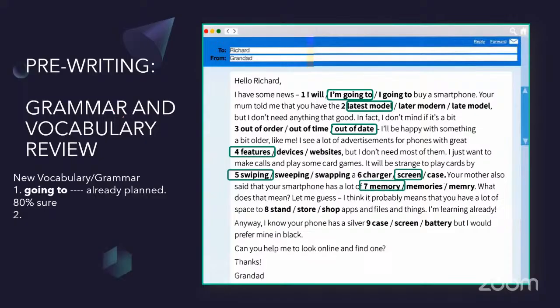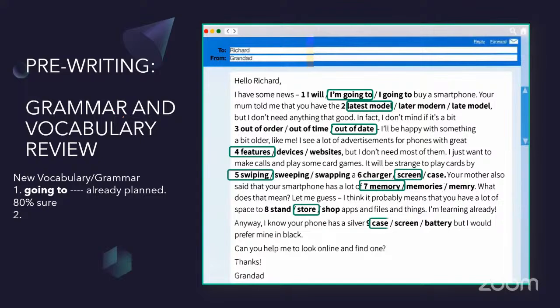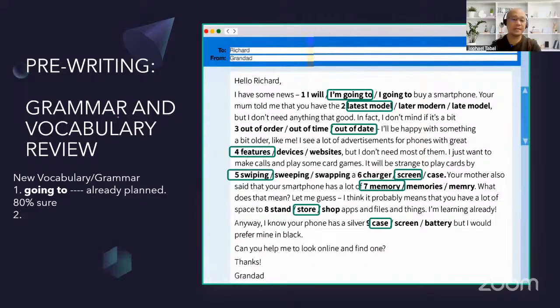Memory. So what does it mean? Let me guess. I think it probably means that you have a lot of space to store. Very good. To keep files and things. I'm learning already. Anyway, I know your phone has a silver number 9 case. Case. Very good. But I would prefer mine in black.